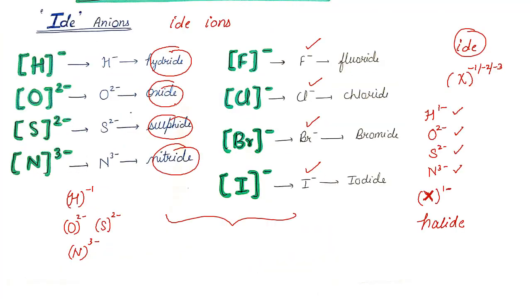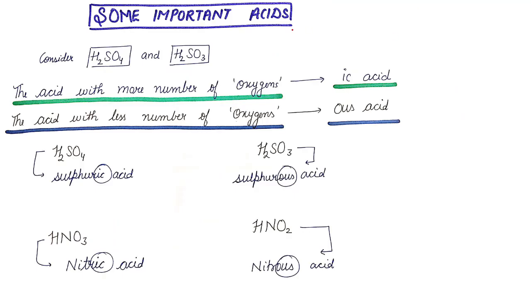This is also one easy way to remember. First of all, I told you to just consider H2SO4 and H2SO3. This is the same as we just did, just a further continuation of that. You have two acids, one is H2SO4, one is H2SO3. Now H is common, S is common. The only difference comes in O. The one with more oxygens will be known as ic acid. The one with fewer oxygens will be known as ous acid.